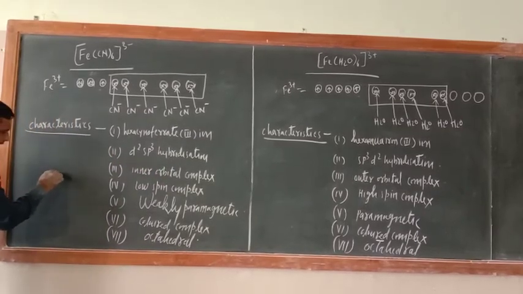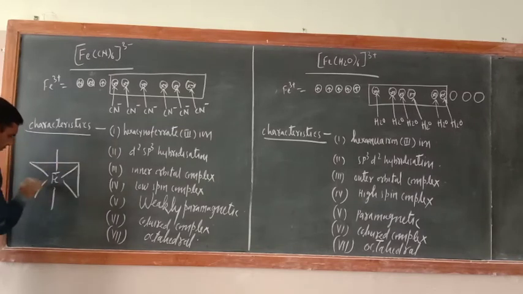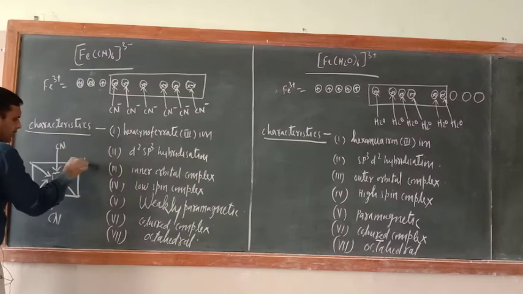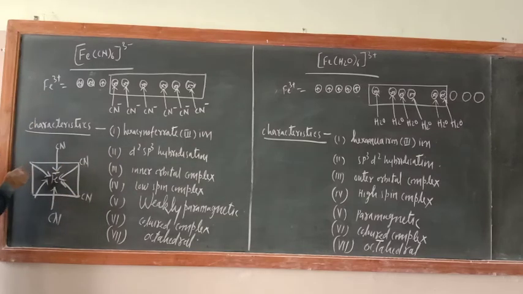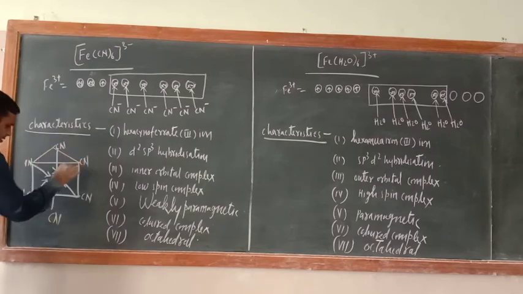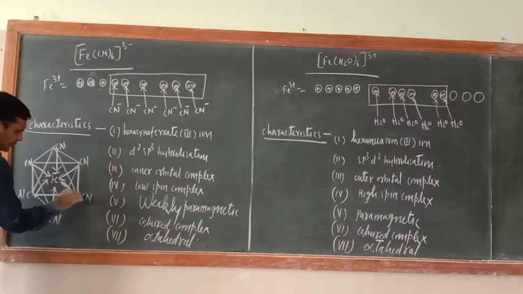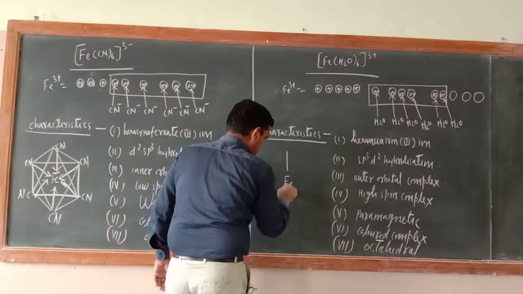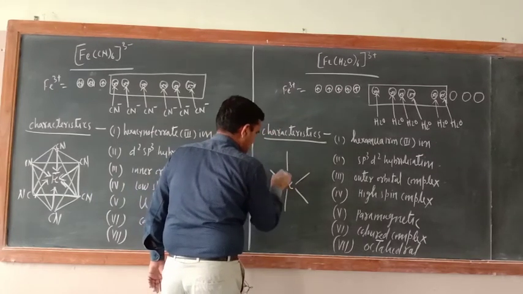Iron, Fe, this, this. Now this one, this one, this one. Here cyanide, cyanide, cyanide. Here also cyanide. Here cyanide. Here cyanide. Here what is there? Cyanide, cyanide. Here also cyanide. This, this, this, this. Correct? Here also what is there? Iron, this, this, this, this one.